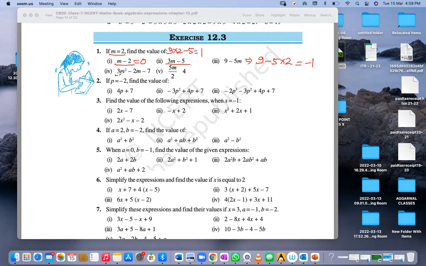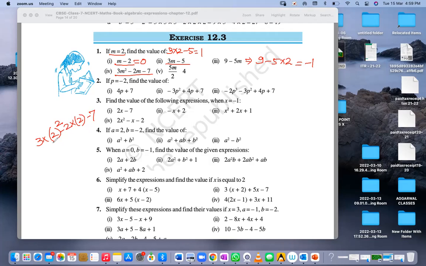And then this is a very difficult question again. 3m square minus 2m minus 7. Try to do it in your copy. In your notebook, sir. You can do it. 3 means 3 times. m means 2, square, 2 times 2. 2m means 2 times 2. m is 2 here.